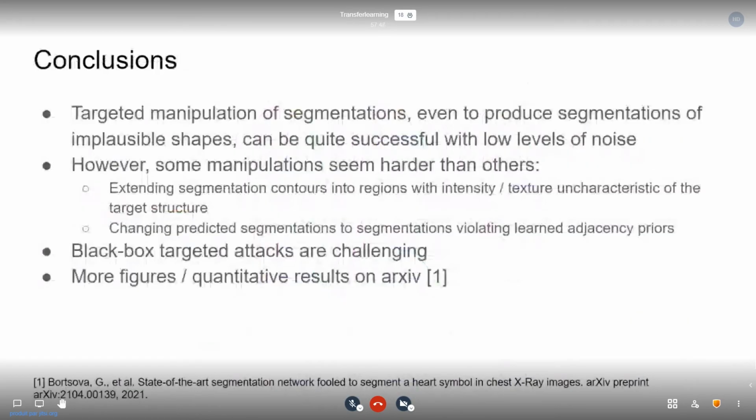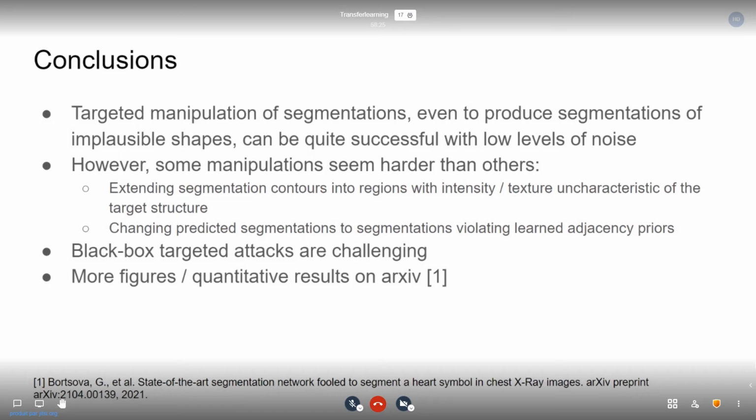So that was it for the results. What conclusions can we draw from all these experiments? Targeted manipulation of segmentations of medical image analysis networks is generally quite successful with rather low amounts of noise, and it's successful even when the target segmentations have completely implausible anatomical shapes. So it seems like the network really has no problem segmenting a heart symbol instead of a heart shape.